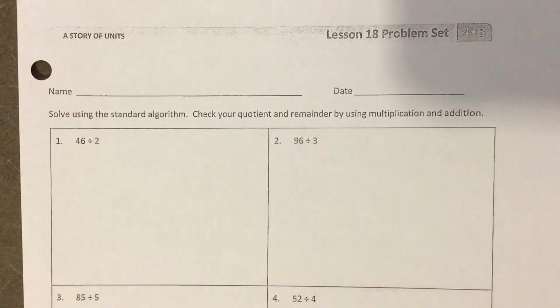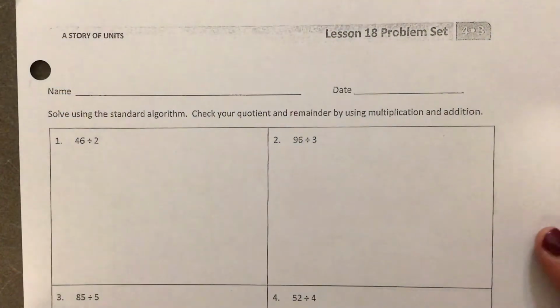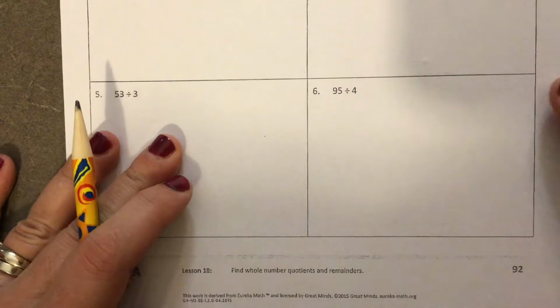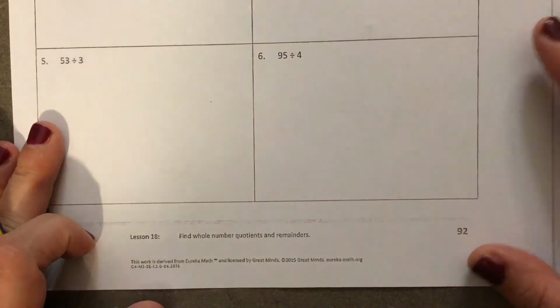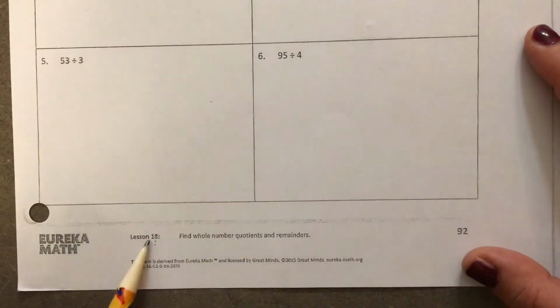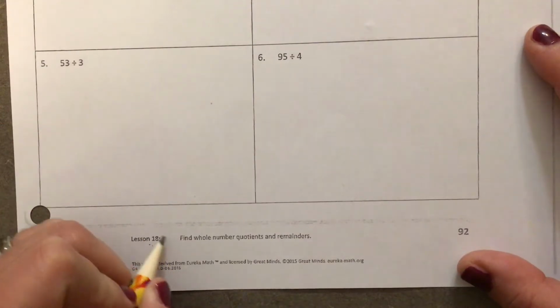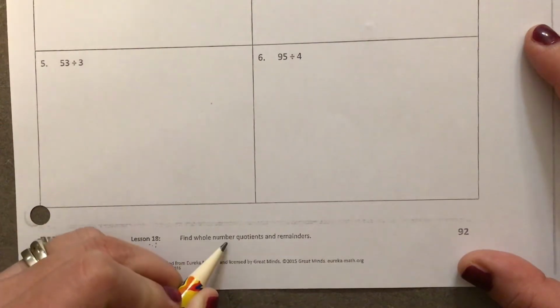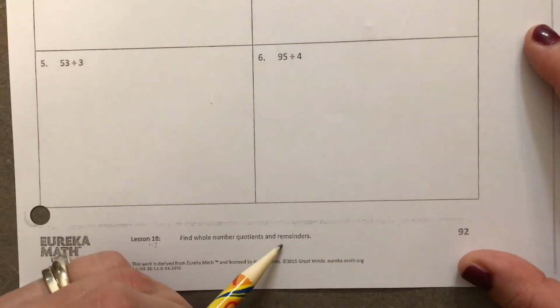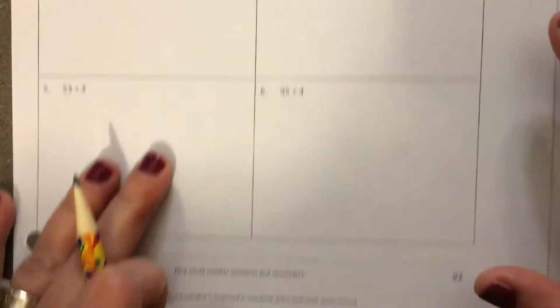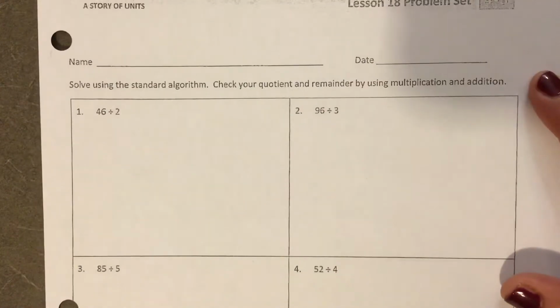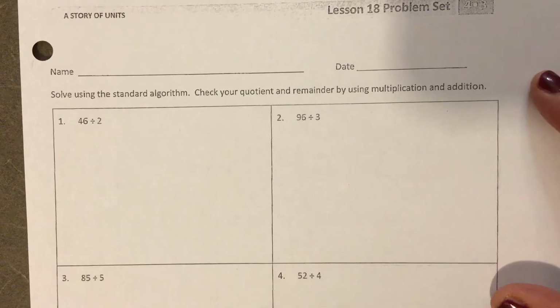Hey, fourth grade, here we are with problem set 18. Now remember, if you get asked, hey, what are you doing? You can always find the I can statement. I can find the whole number quotients and remainders. So we're definitely doing division if the I can statement is I can find quotients and remainders.